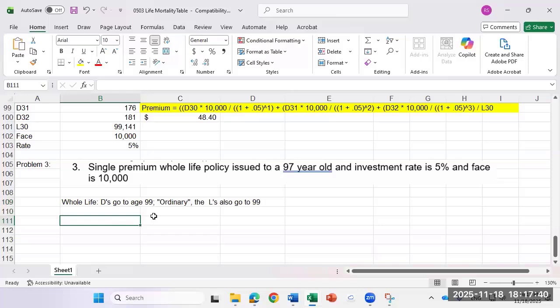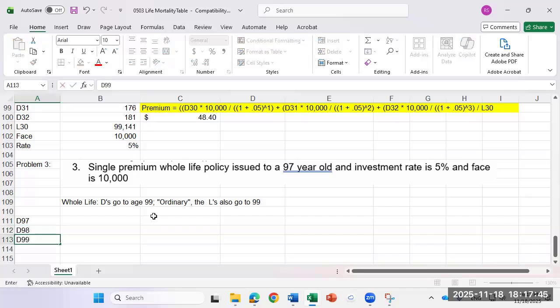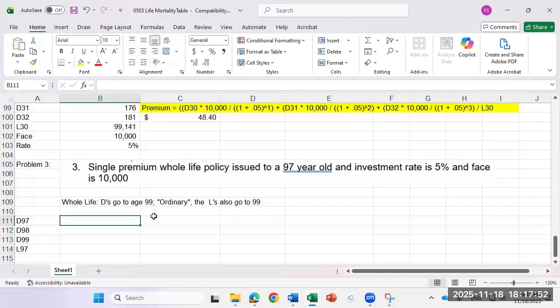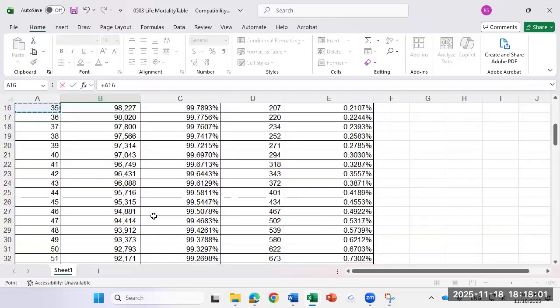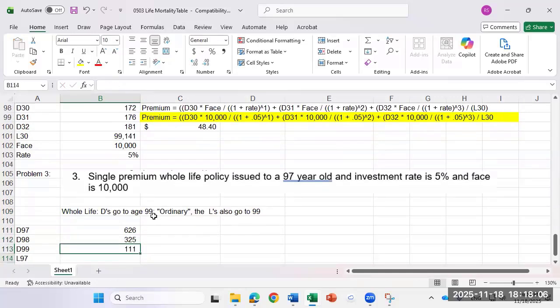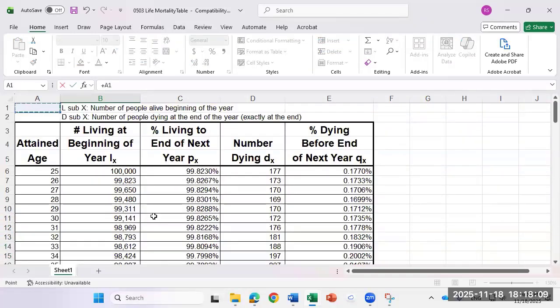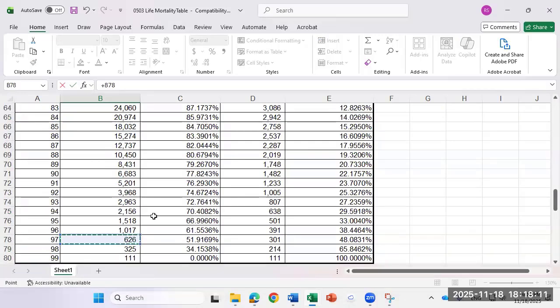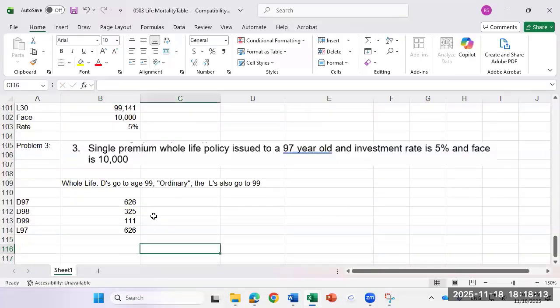Right, so we need, in this case, it's age 97. So we need D97, D98, and D99. But it's only one premium, so we only need L97. So it's going to look exactly like that limit pay, that level term we just did. The formula is going to be exactly the same. It's just we're going to be using different numbers for D's and L's. And our L97, not many of them left, but 626 of them are still left.